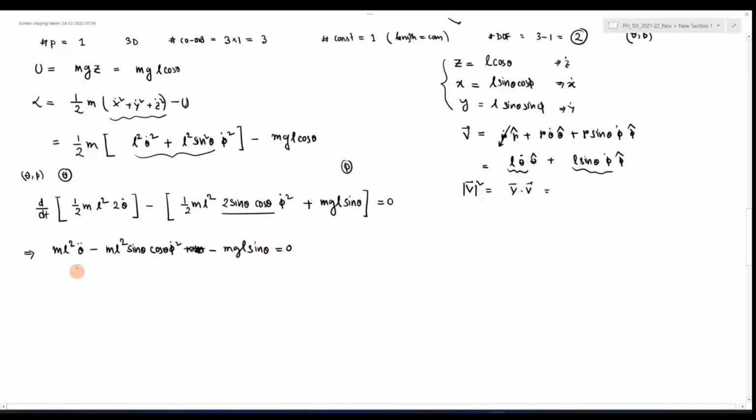Then this m you can cancel. So this is the final equation you will be getting. Theta double dot will be equal to sin theta cos theta phi dot square minus g sin theta by L. Okay, are you guys with me? Yes, yes, yes.